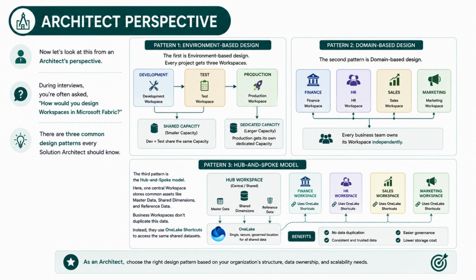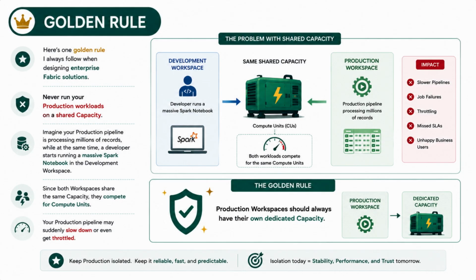Business workspaces don't duplicate this data. Instead, they use OneLake shortcuts to access the same shared datasets. Here is one golden rule I always follow when designing enterprise Fabric solutions: never run your production workloads on a shared capacity.